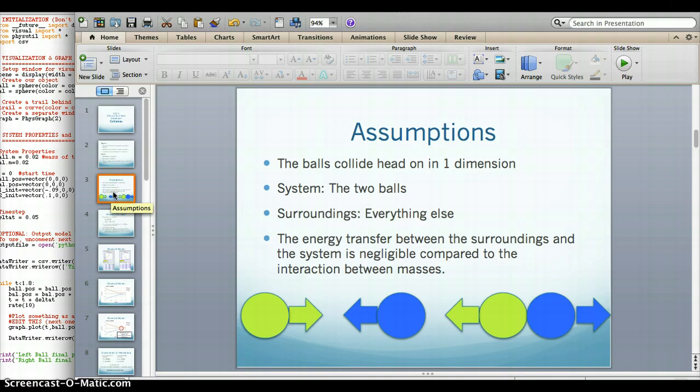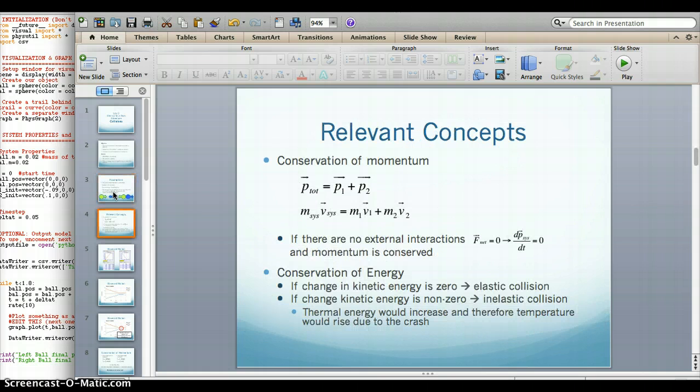I assumed that the balls were going to collide in one dimension, the x dimension. I set the system to be the two balls and the surroundings would be everything else. Lastly, I made the assumption that the energy transfer between the surroundings and the system is negligible compared to the interaction between the masses during the collision. This is a smart assumption to make because we can set delta E equal to 0.